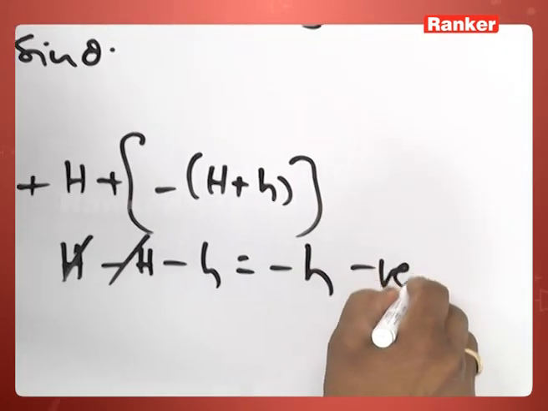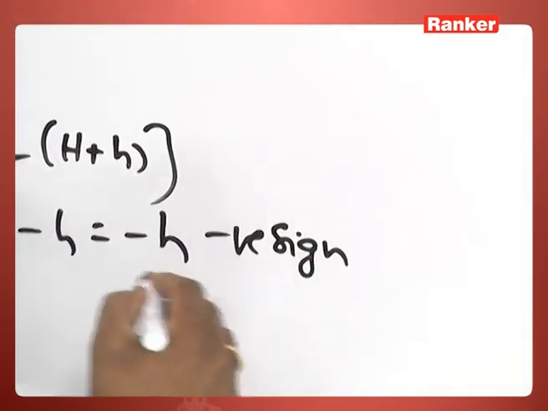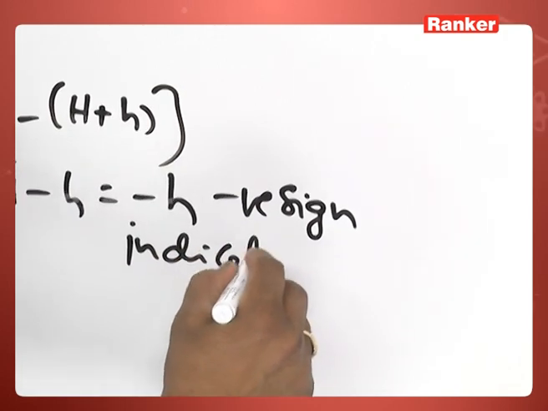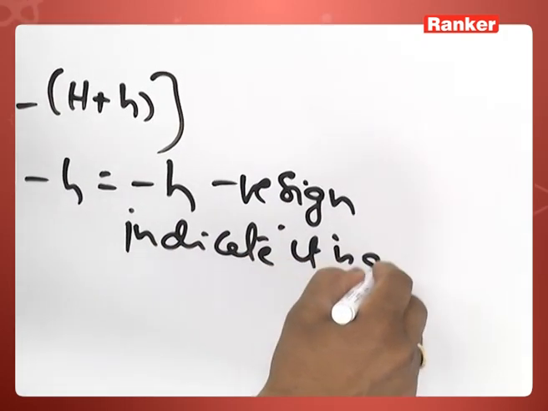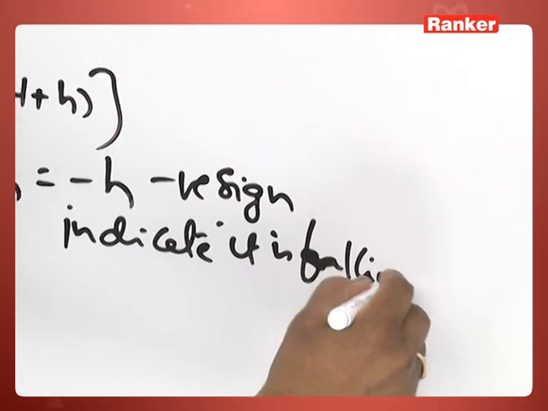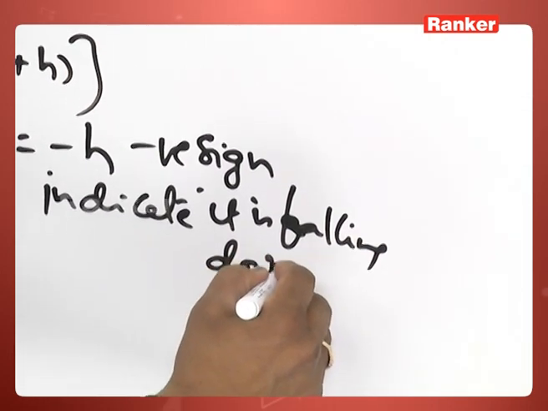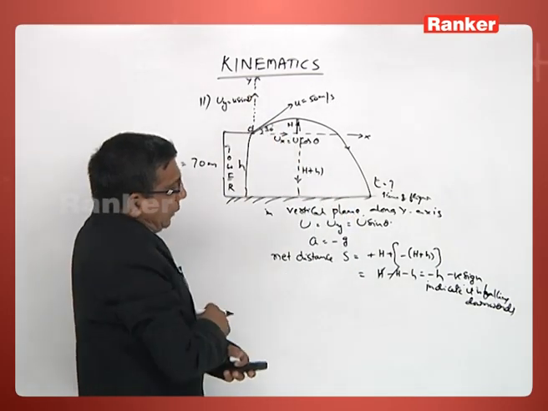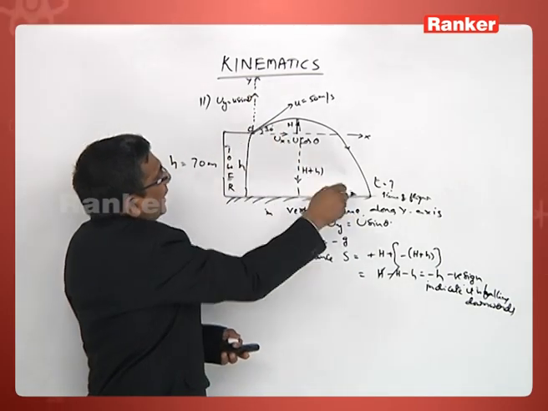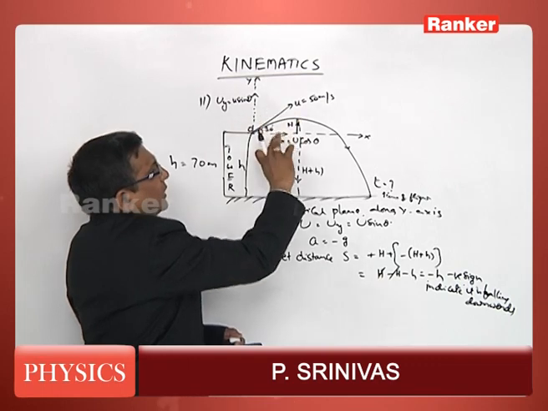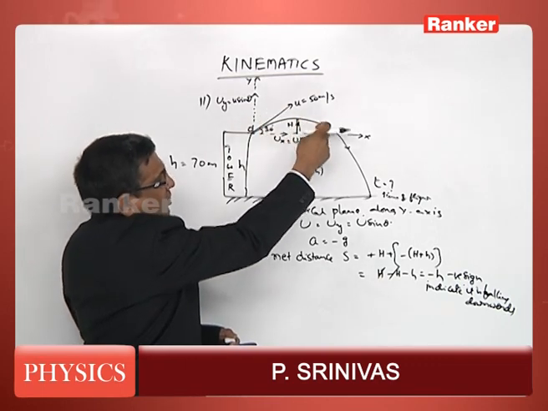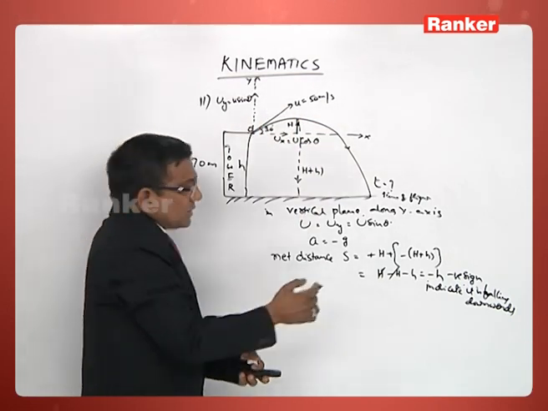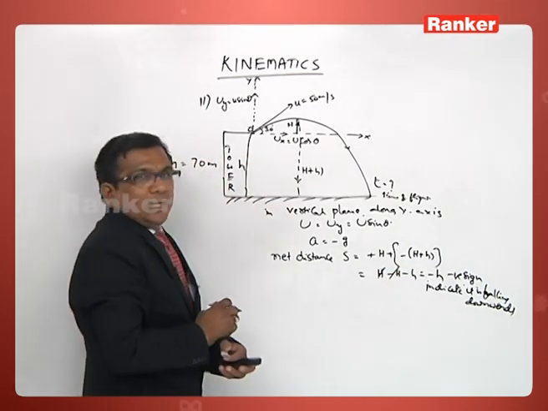What does this negative sign indicate? The negative sign indicates it is falling downwards, because positive means upwards, negative means downwards. Finally the body, no doubt, is projected upwards, but after some time its direction has changed and it started falling downwards. So the negative sign indicates it is falling downwards.